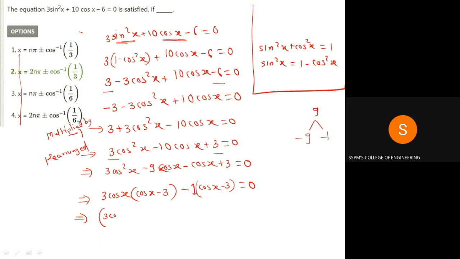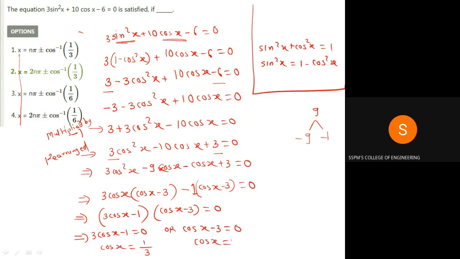3 cos x minus 1 is in one bracket. In the second bracket it is cos x minus 3 is equal to 0. So from the first bracket, 3 cos x minus 1 is equal to 0, or cos x minus 3 is equal to 0. This suggests that cos x is equal to 1 by 3, and this says cos x is equal to 3. But this value, cos x equal to 3, is not possible.